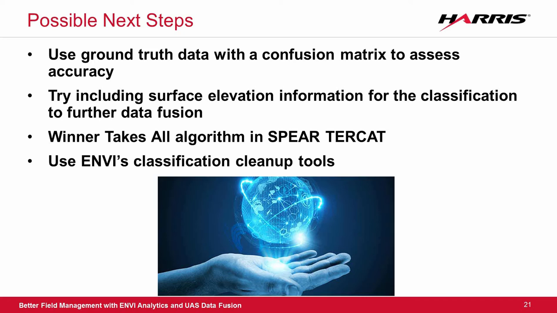Additionally, there's an algorithm called Winner Takes All that's worth mentioning. It's in the SPEAR-TURCAT tool. Basically, if you have a lot of different classification images, you can compare them all against each other to almost combine them together. If a pixel has three different classifications, and two of them are the same and one is not, then it would classify it as the one where it has the two same classifications. So that's another way to clean up the classification results.